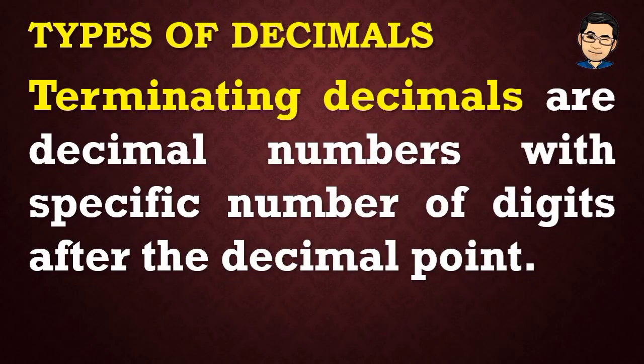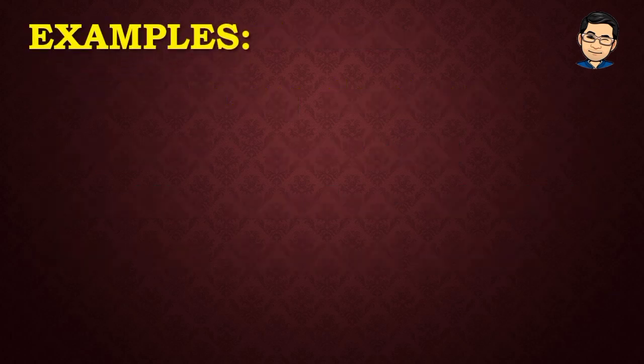So let's have types of decimals. Terminating decimals are decimal numbers with a specific number of digits after the decimal point. When we write a number with a decimal, the digits after the decimal point can be counted. When we can count them, it is called a terminating decimal. Let's have examples of terminating decimals.